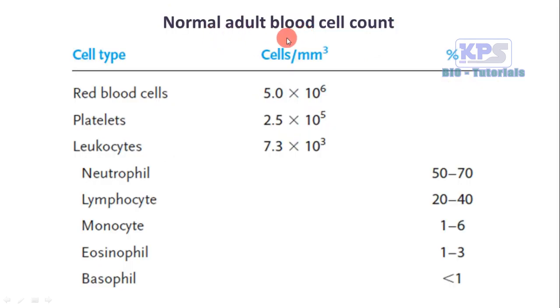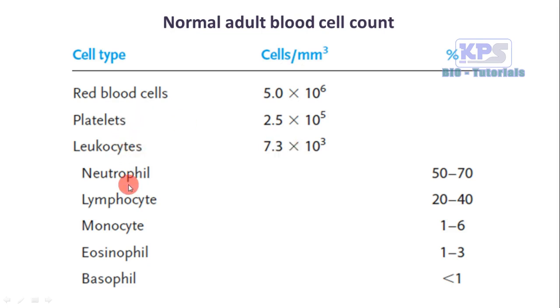This is the normal blood cell count in adult human beings. The RBC, red blood cells, number 5 into 10 raised to 6, about 5 million, in 1 millimeter cube of our blood. Whereas platelets number 2.5 into 10 raised to 5 per millimeter cube of blood. Leukocytes number 7.3 into 10 raised to 3, about 7,300 per millimeter cube of our blood.